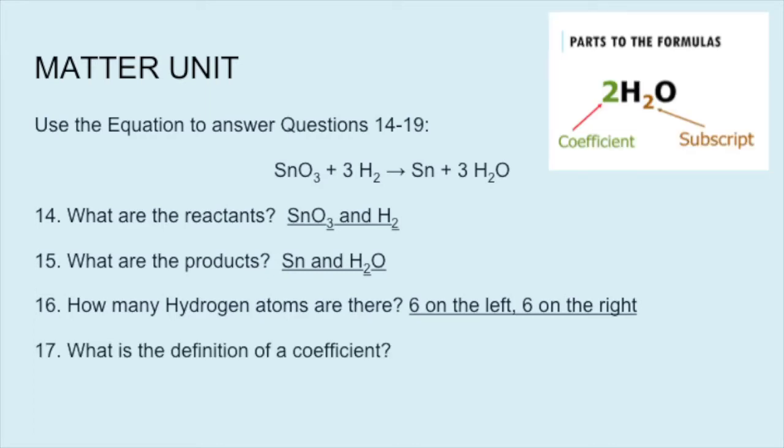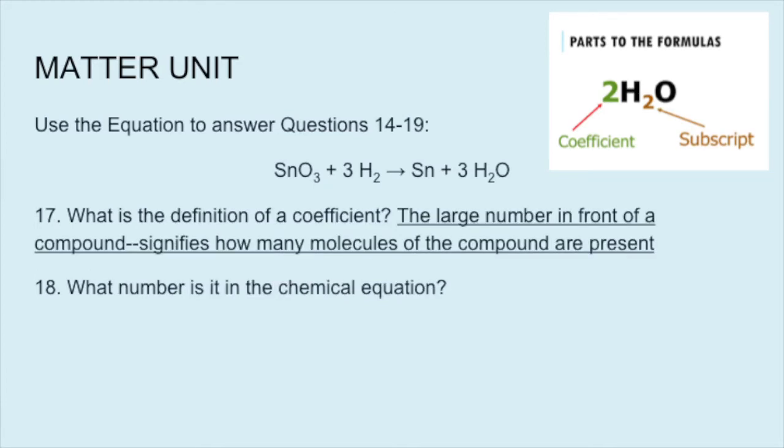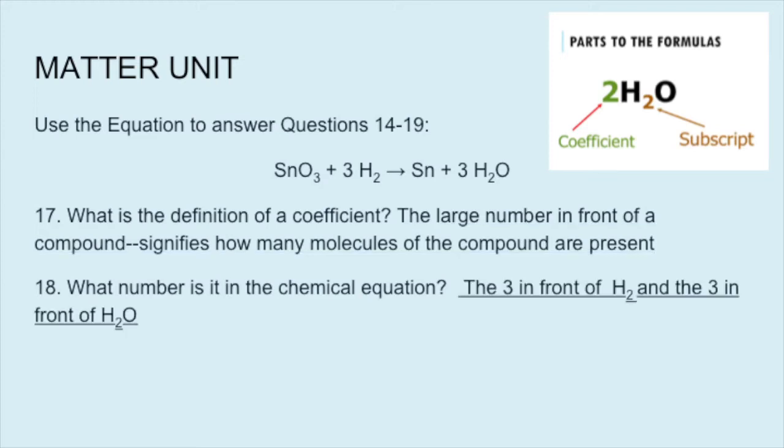All right, what is the definition of a coefficient? So we've got our picture up there that's got a label on it, but a coefficient is a large number in front of a compound, and it signifies how many molecules of the compound are present. And what number is it in this chemical equation? So in this equation, we've got a 3 in front of our H2 that is our coefficient, and a 3 in front of the H2O.